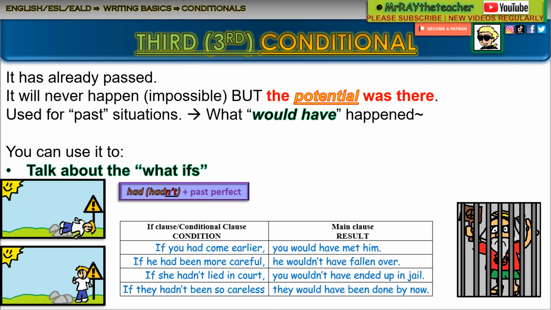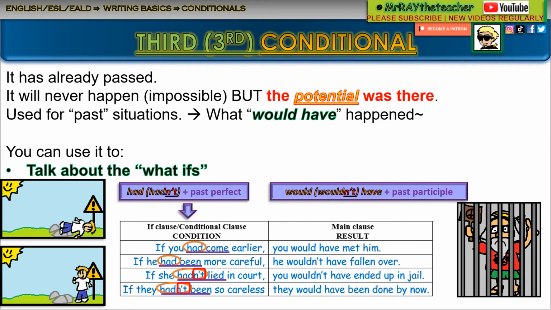So you have had and hadn't, if you're going to make it negative, plus the past perfect. So here you go. If you had come, if you had been, if she hadn't lied, if they hadn't been, and then you've got your other past perfect there. So the other one is wouldn't or would. I've just opposited it there. Sorry about that. Have plus the past participle. So you would have met him. Wouldn't have fallen over, or wouldn't have ended up in jail, and would have been done.